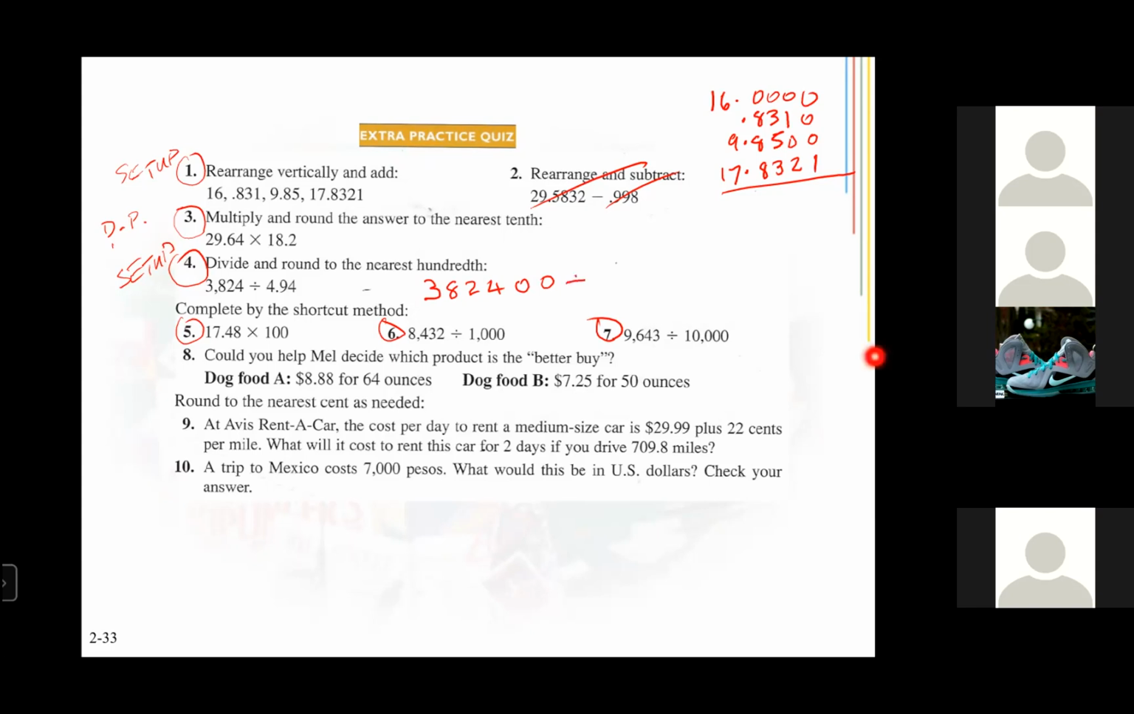So it becomes 382400 divided by 494. If there were other numbers behind 3824, let's say 69, then we would put the 0.69, or no, you still would need it. All right, so you're saying, let's say you had 3824.69 to divide by 4.94. That's what you're asking? No, I'm saying if we had 382469.